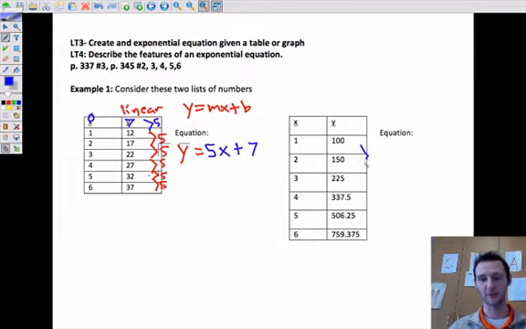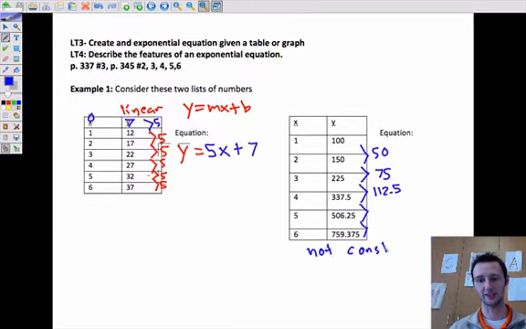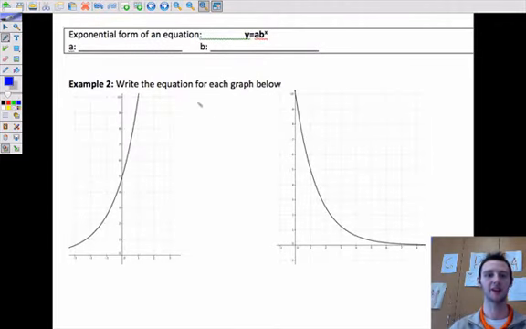If we look over here and try to figure out how much this is changing by each time, we'll see it's changing by 50, then by 75, then by 112.5, and then we see that this is not a constant rate, so this is not linear. Okay, so let's pause on the equation for now, because this is not going to be of y equals mx plus b form.